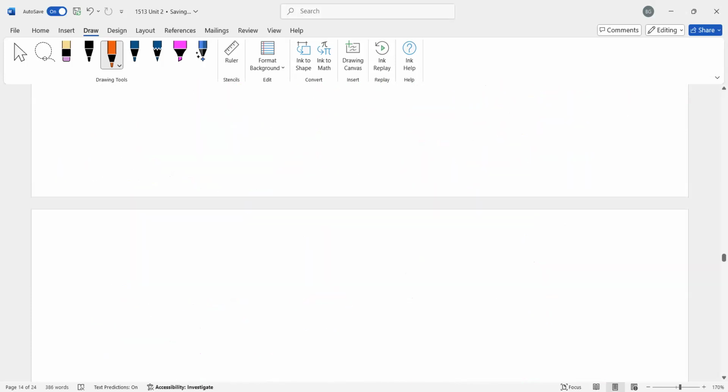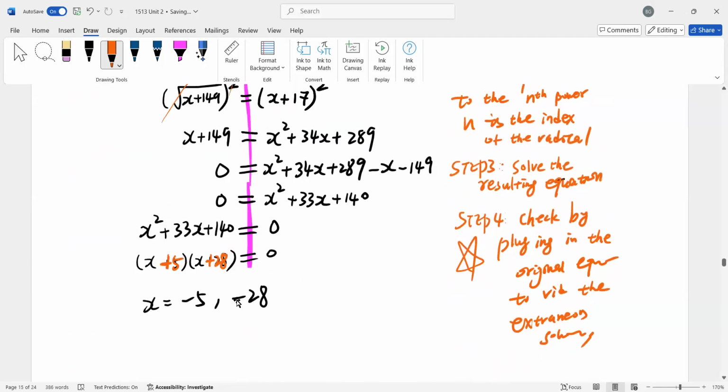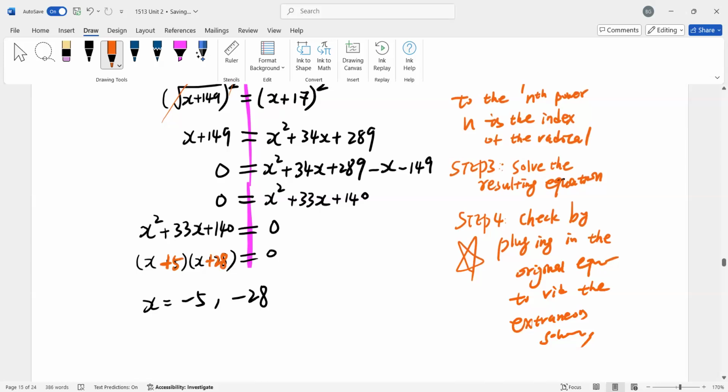It's pretty simple. It's easy to do. But when we solve radical equations, you are required to plug back in. We have two proposed solutions here, right? We are required to plug those proposed solutions back into the original equation to check. That's the only reliable way to do that. Okay, let's do that. Let's use a different color. Plug x equals -5 into the original equation. The original equation is square root of x plus 149 equals x plus 17, right?